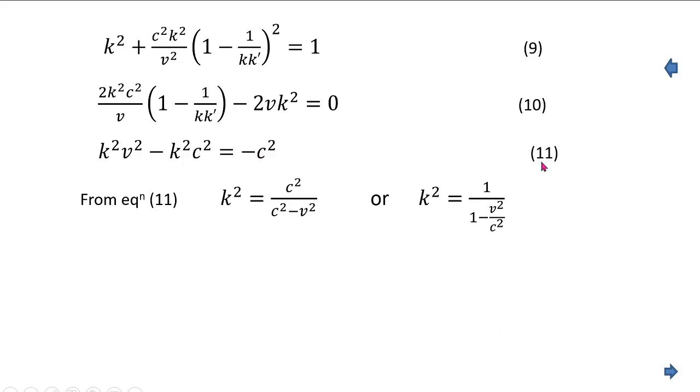Then from this third equation, equation number 11, k square is taken common, then k square is equal to c square upon c square minus v square.